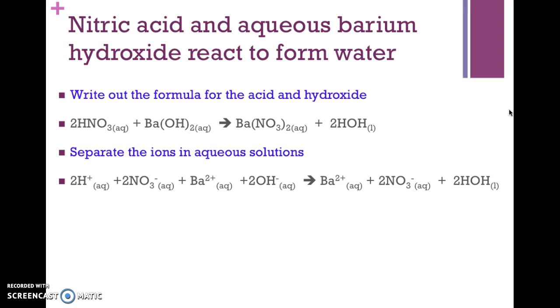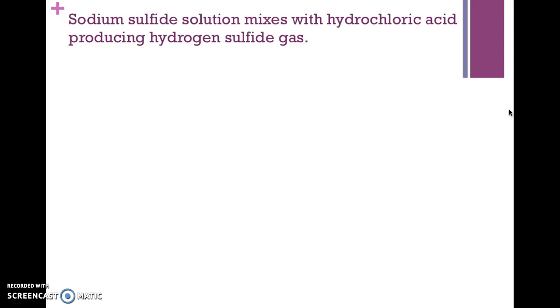Again, we identify these ions that are spectators. We see that barium and nitrate have not changed, so they're spectators. So the only ones involved in the reaction really would be the hydrogen ion and the hydroxide ion forming water. So we would write the net equation as 2H+ aqueous plus 2OH- aqueous makes 2HOH or water, which is in liquid form. Now let's look at the last example.